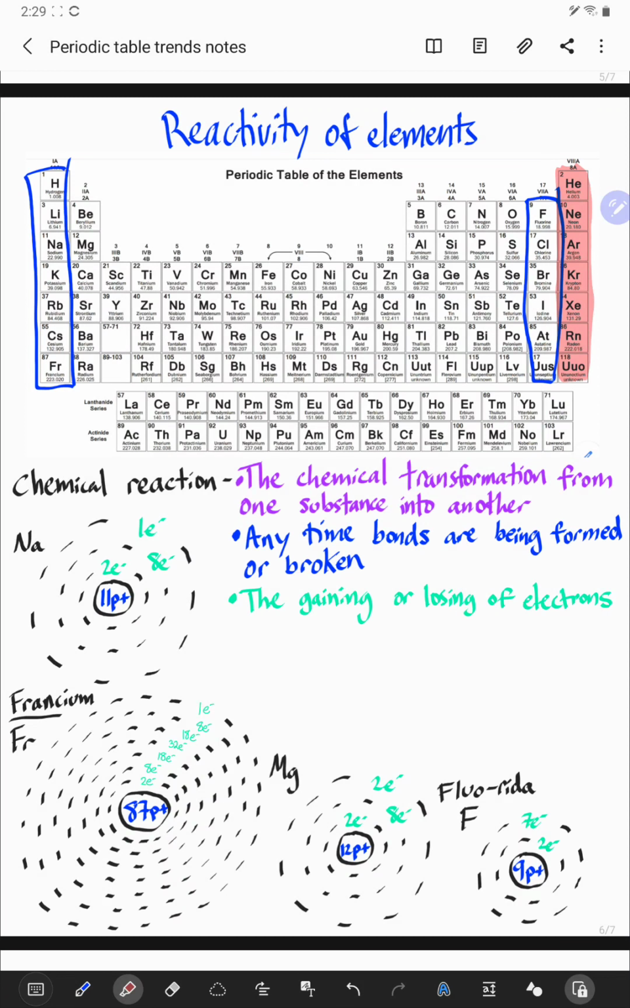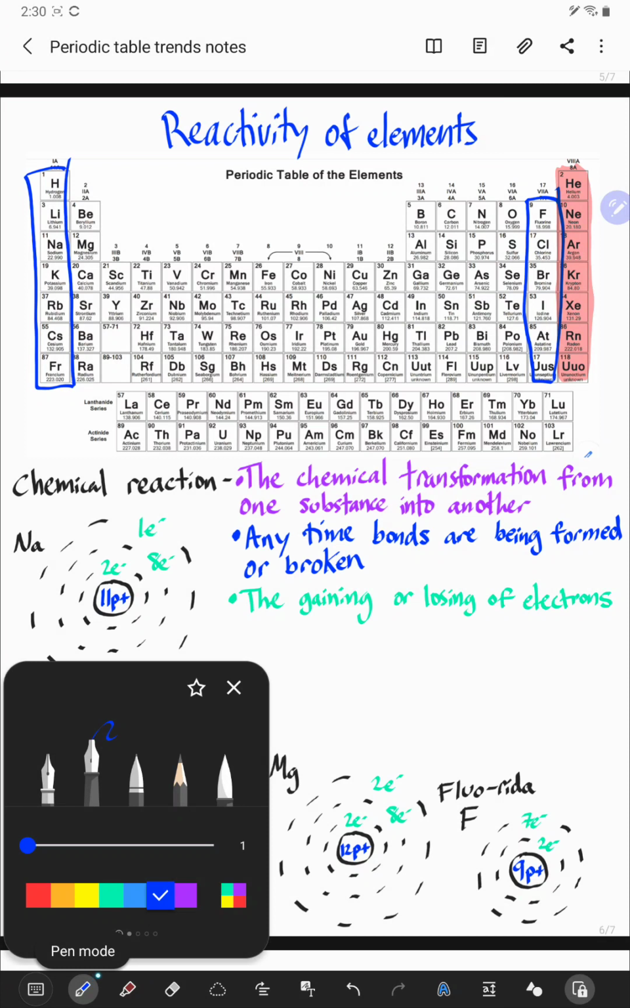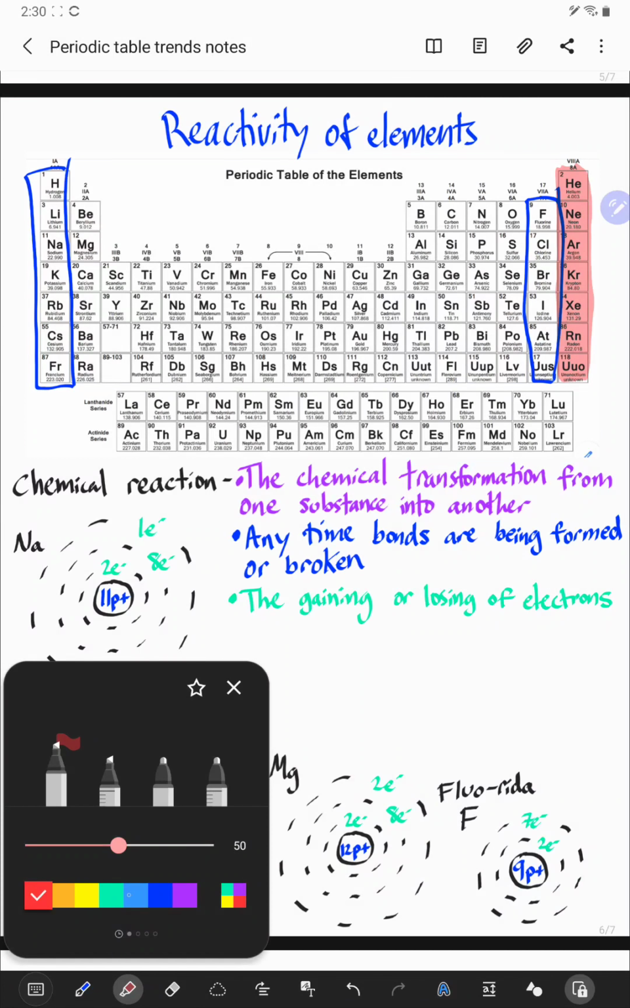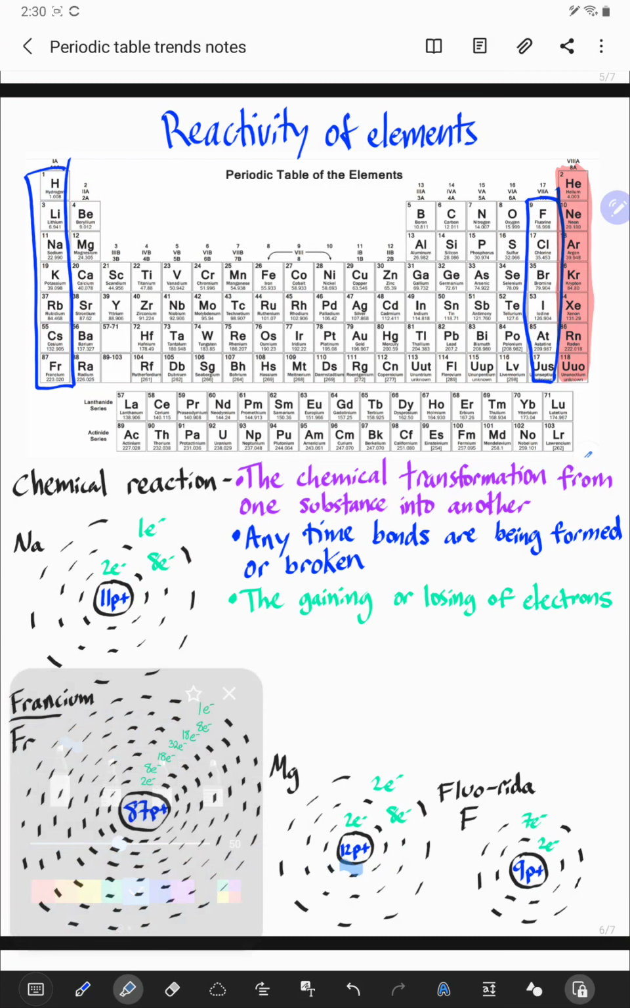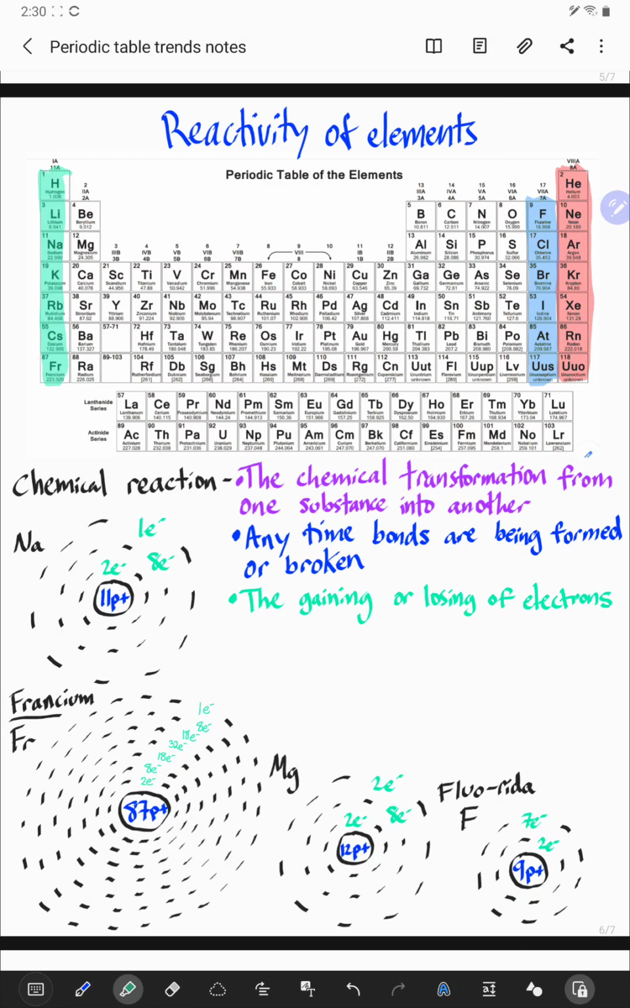They don't react. But these other columns here, I'm going to go ahead and highlight instead of circling. But these other columns, I'm going to do one in blue. This column right here, these halogens, they are some of the most reactive elements. And then also these elements in green here, they are some of the other most reactive elements on the periodic table.